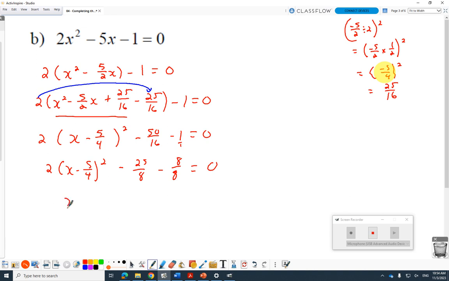Then I'll stop completing the square because I'm now done. I'm now done completing the square.